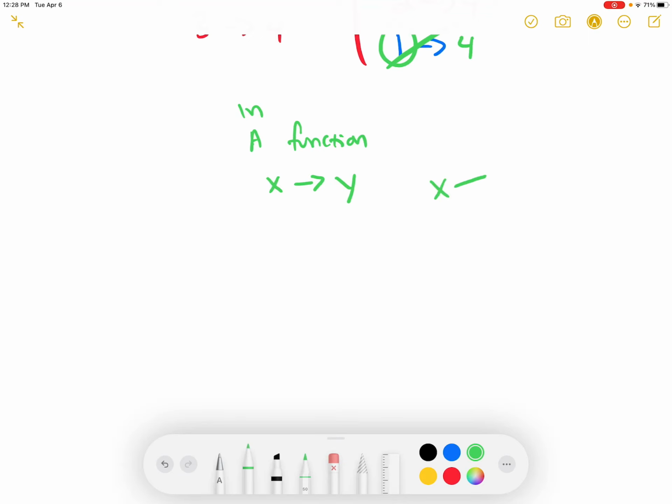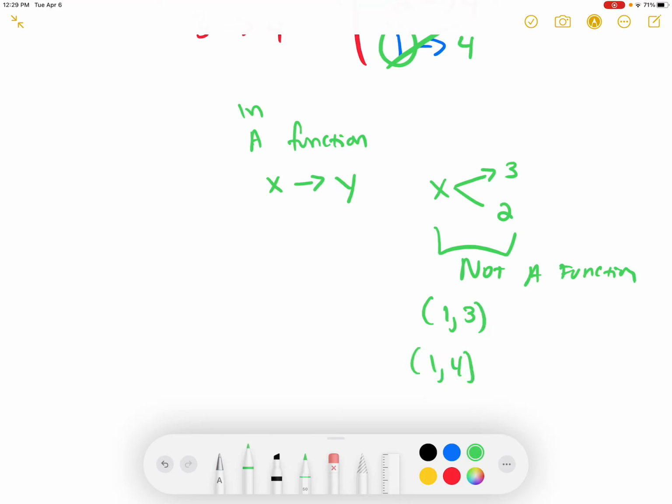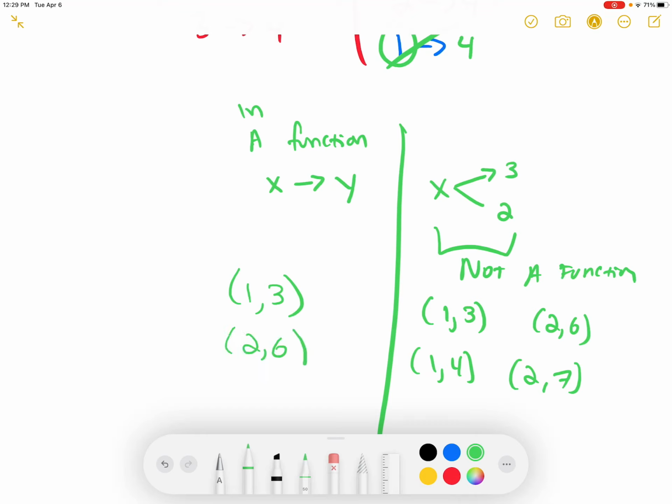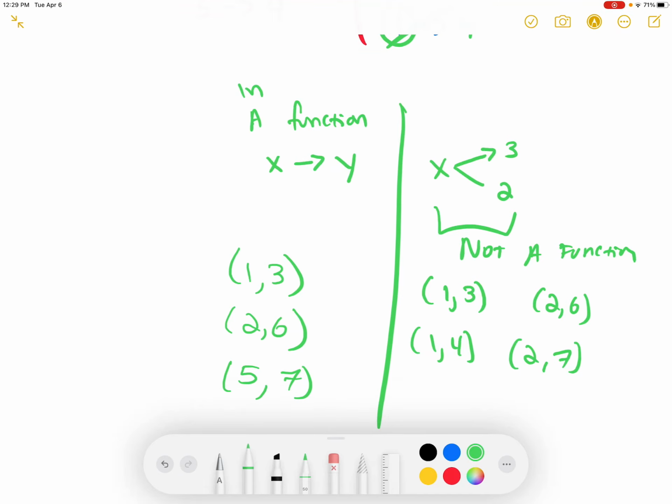If there is an x that goes to 2 different y's, let's say 3 and 4, that is not a function. Not a function. And you would see it written like this. You would see like 1 goes to 3 and 1 goes to 4. That's not a function. 2 goes to 6. It also goes to 7. Not a function. They'd have to be by themselves. 1 would have to go to 3 only. 2 would have to go to 6 only. 5 would have to go to 7 only. Okay? Function, every x has exactly 1 y. Not a function, an x has more than 1 y.